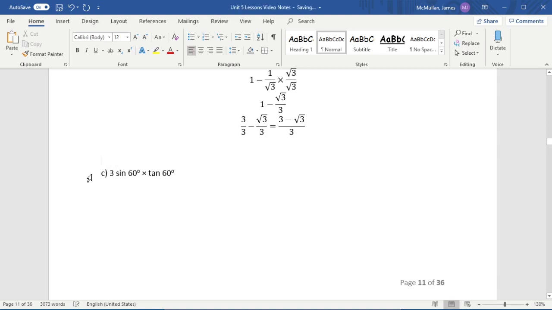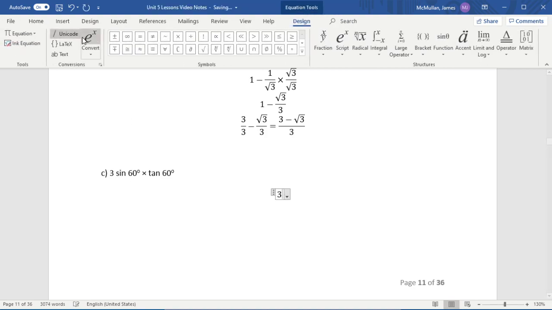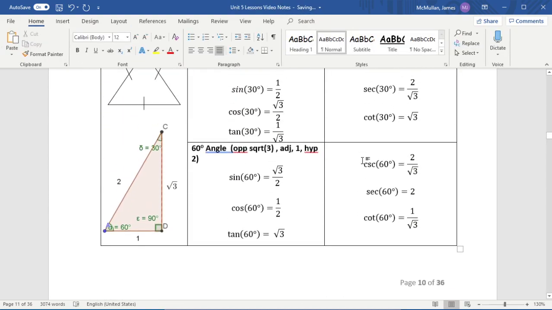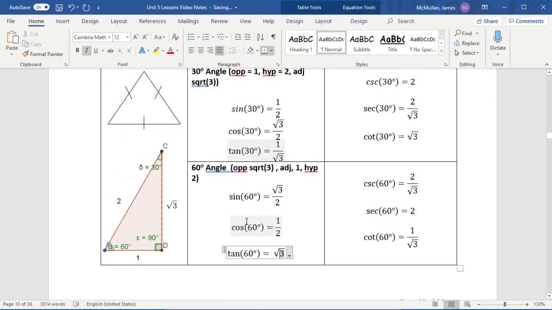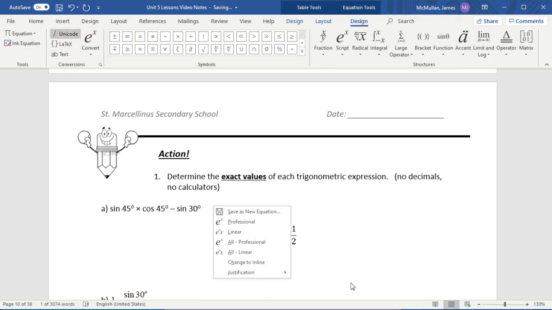Okay, let's try this one. 3 sine 60 times tan 60. Okay, so 3, okay, times sine 60. Now sine 60 was root 3 divided by 2. And tan 60 was root 3 over 1. Root 3. Okay, so let's just double check that I did that right. Tan 60 is root 3. Sine 60 is root 3 over 2.